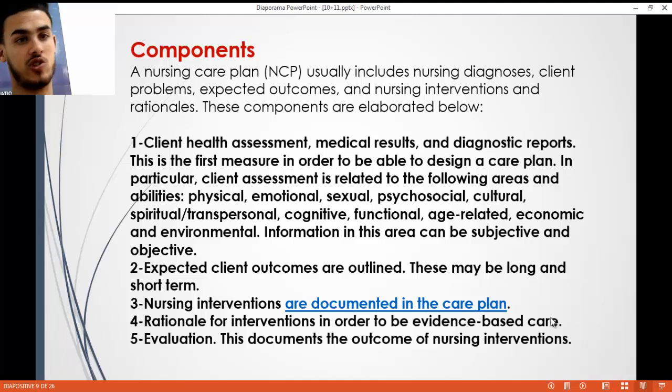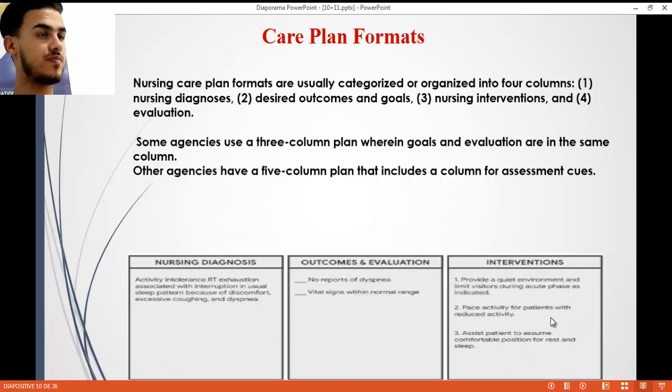This may be long and short term. Nursing interventions are documented also in the care plan. So the role of the nurse, or the work of the nurse, is also documented in the NCP. Rationale for intervention, in order to be evidence-based care, and later on we will see how to do a rationale. Finally, evaluation. This documents the outcome of nursing interventions.